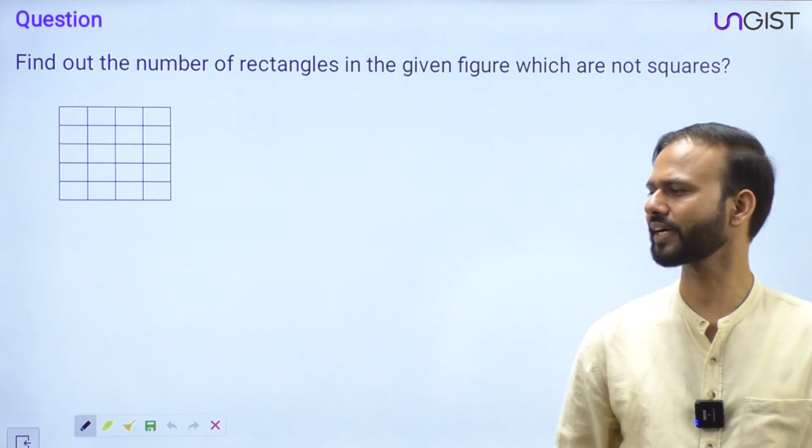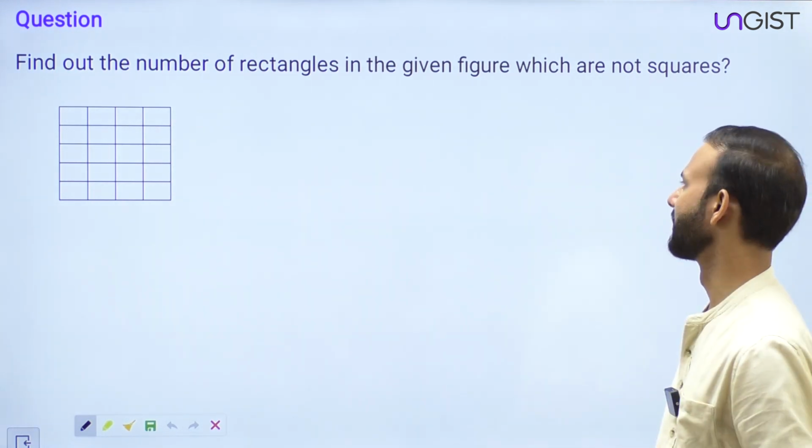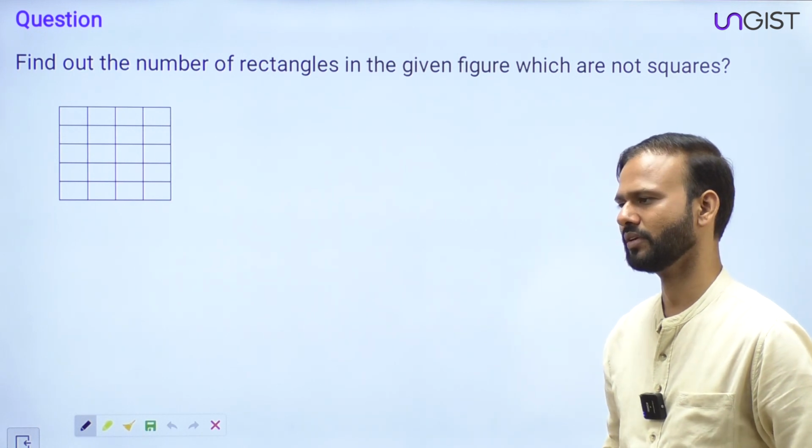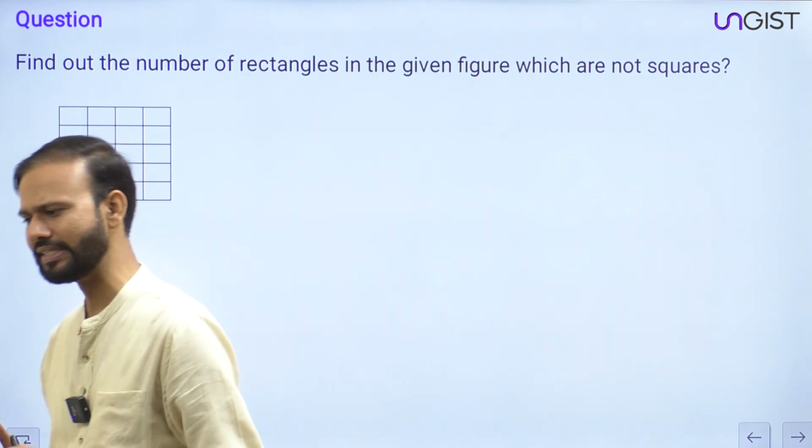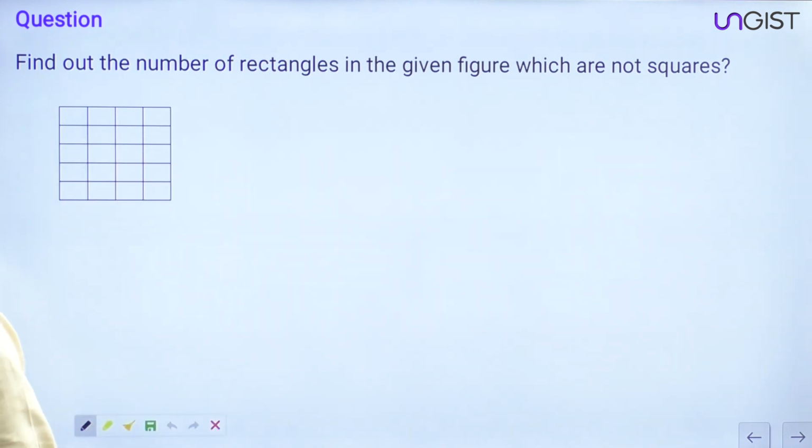The question is: find out the number of rectangles in the given figure which are not square. Please tell me the answer. Do it easily.